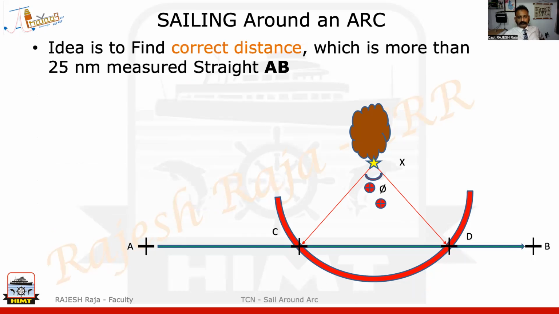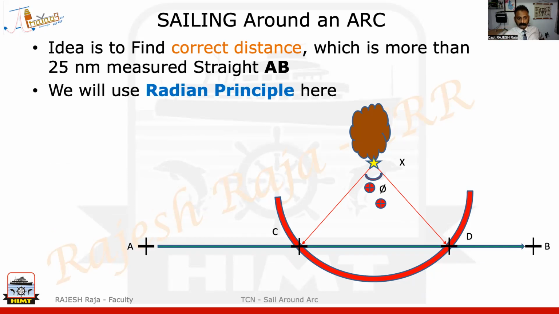Now, here is what I'm going to do using the Radian principle. Why? Because now this total distance, that is a combination of a straight line, a circular path, and again straight line, is going to be more than 25 nautical miles. Let us find out how much exact it is. I'm going to use the Radian principle.